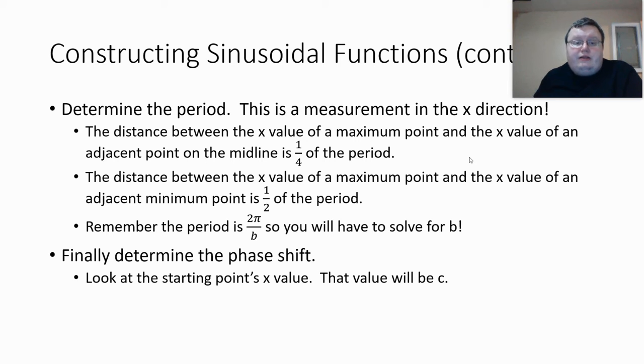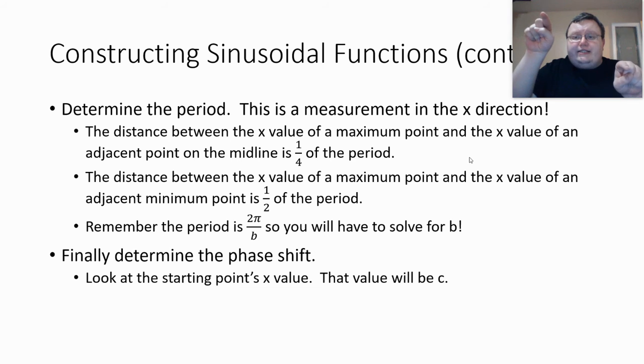All right. The distance between the x value of a maximum point and the x value of an adjacent minimum point is half of the period. So that's what I'm telling you. They sometimes give you a maximum, and they skip the midline point and jump straight to the minimum. Okay, they jump straight from a maximum point straight over here to a minimum point, and they skip the midline point, which is somewhere in the middle right here.